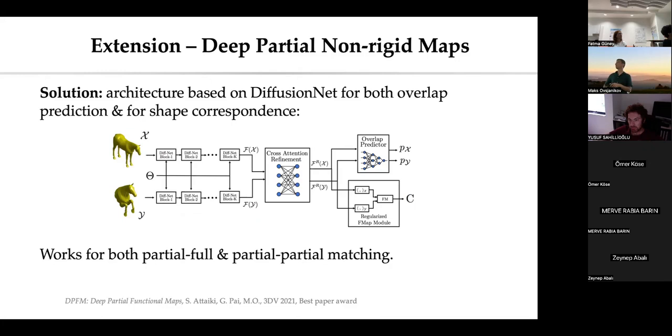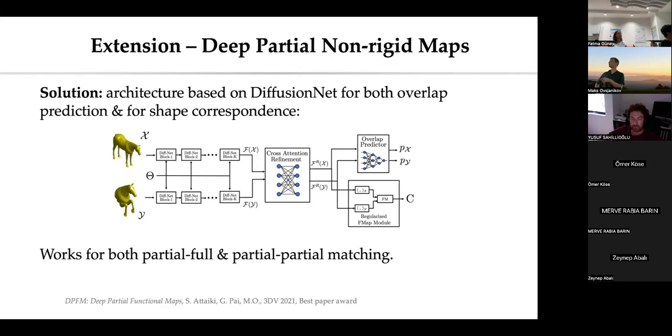We have an output that produces a correspondence, so you can think of it as what I did before, but we also have an output that predicts an overlap. So for this shape, it will try to predict which part of the shape exists on the target. And similarly, for this shape, which part of this shape exists on the source. So we have this overlap prediction block.